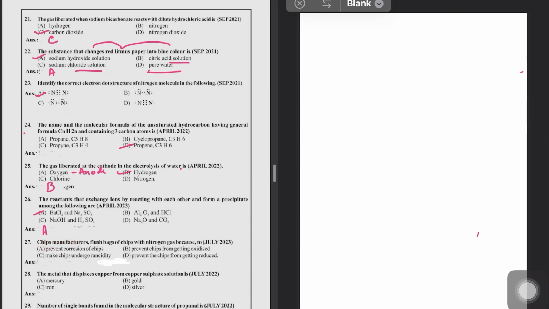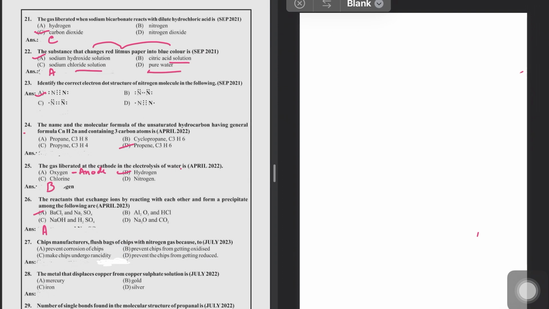Chip manufacturers flush bags of chips with nitrogen gas because, it is a direct question which will save your time while solving it in exam, to prevent chips from getting oxidized. So where is that option? Is it prevent corrosion of chips? No. To make chips undergo rancidity? No. Prevent chips from getting oxidized? Yes, it is correct. Prevent the chips from getting reduced? No. So the correct answer is option B.